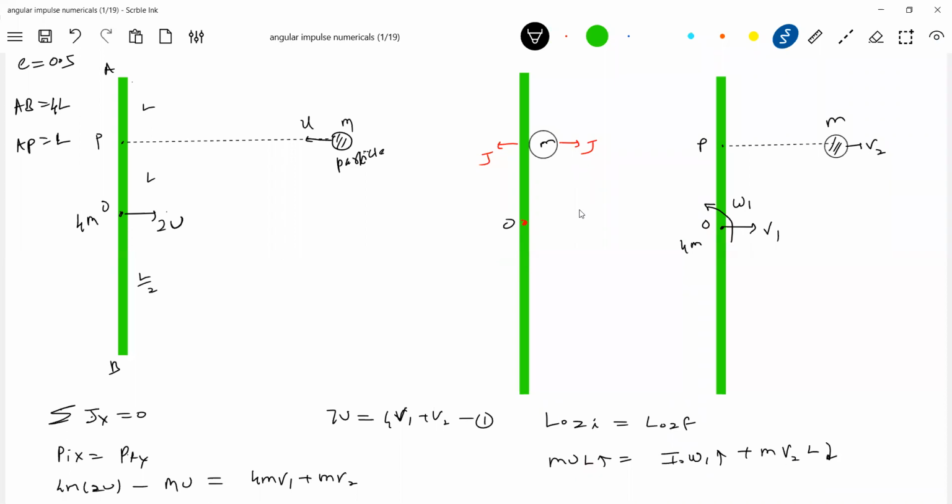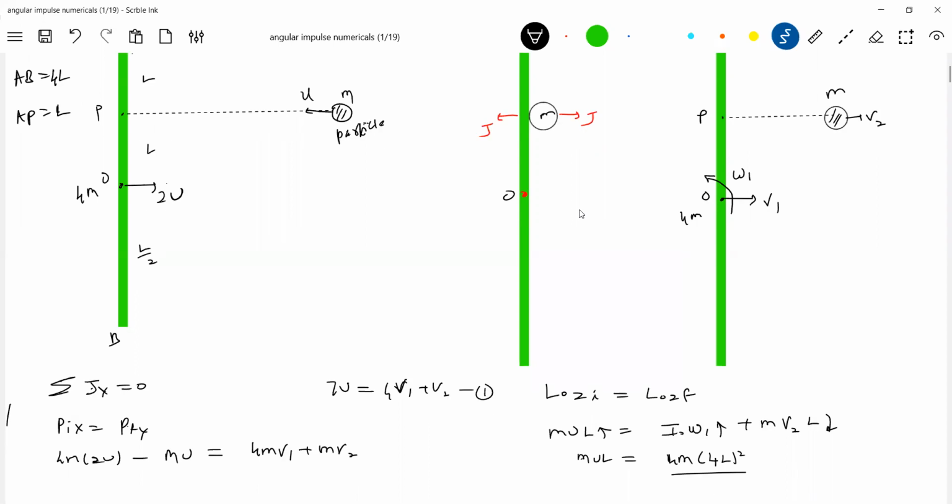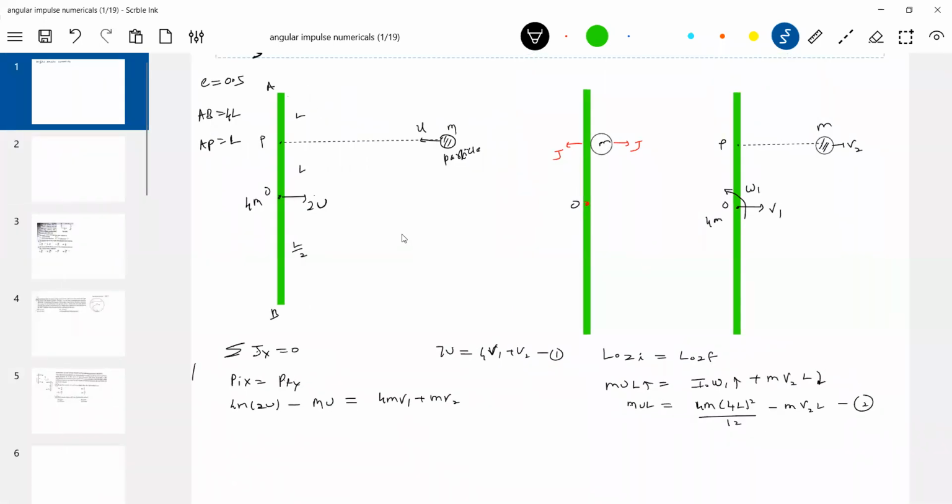Take this to be positive. So 4m, 4L square by 12, this will be positive, whereas this will be negative: mv2L. So this is equation 2. We need one more equation. Three unknowns are there, so we need one more equation.